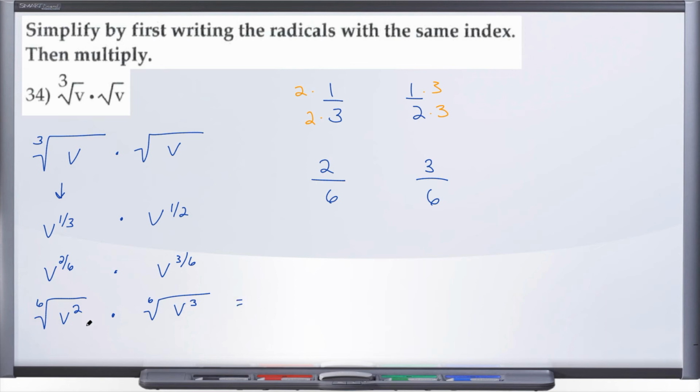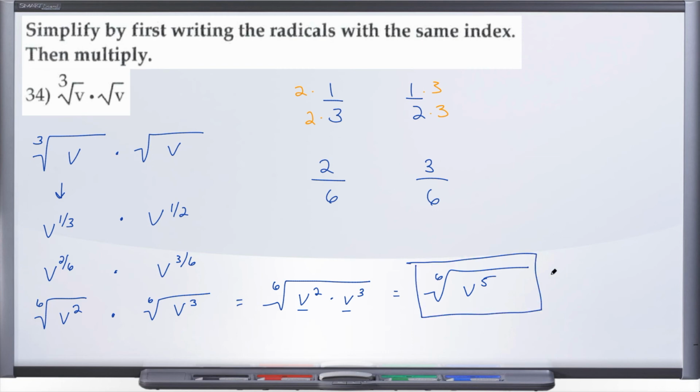All right, well, now that we have the same root, the same index, we can go ahead and multiply these things together. So we're going to have the 6th root of v squared times v cubed. And we know that when we multiply like bases, what do we do with our exponents? We add them, don't we? So here in this case, we're going to end up with the 6th root of v to the 5th. And that will be our final answer there.